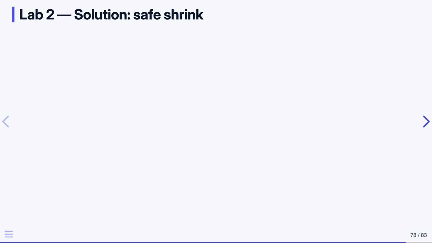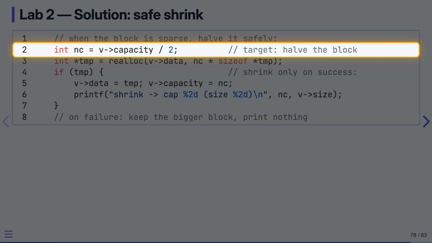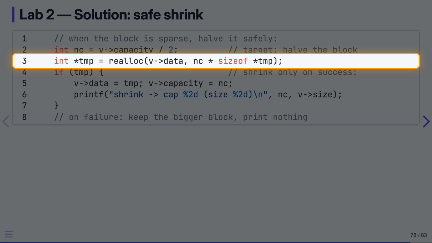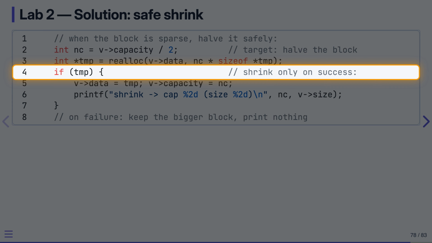When the block is sparse, we shrink it. Here is the safe way to do that. We pick a new capacity, which is the old capacity divided by 2, so we halve the block. We call realloc for the smaller size, and we store the answer in a temporary pointer, temp. This is the safe move again. We only act when temp is good. Then we repoint data, save the new capacity, and print the shrink line. If realloc failed, we keep the bigger block and print nothing, so we never claim a shrink that did not happen.